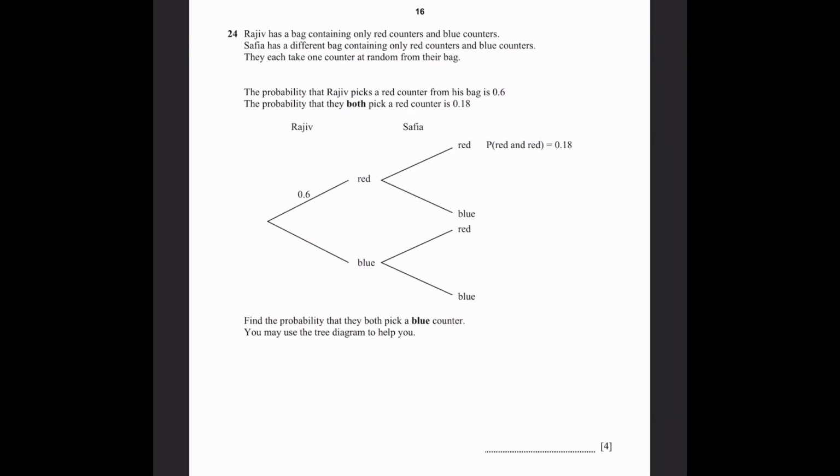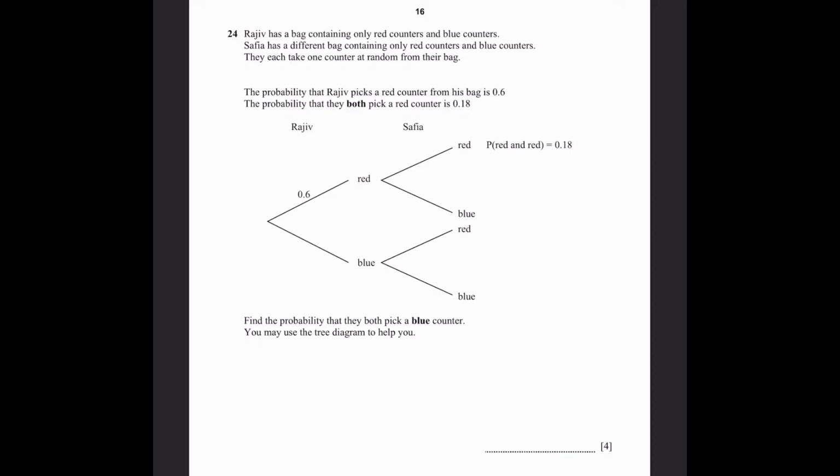Rajiv has a bag containing only red counters and blue counters. Safia has a different bag containing only red and blue counters as well. They each take one counter at random from their bag. The probability that Rajiv picks a red counter from his bag is 0.6. The probability that they both pick a red counter is 0.18. Find the probability that they both pick a blue counter. You may use a tree diagram to help you.